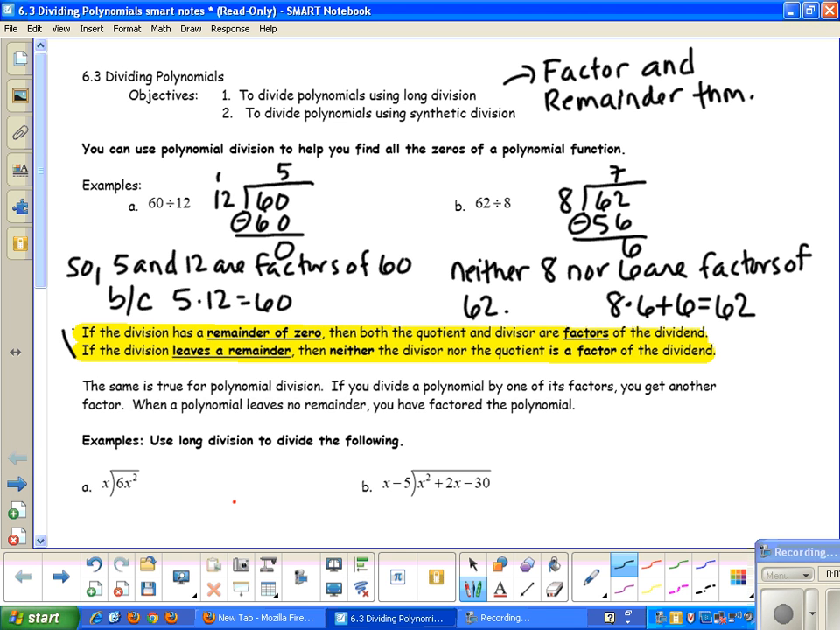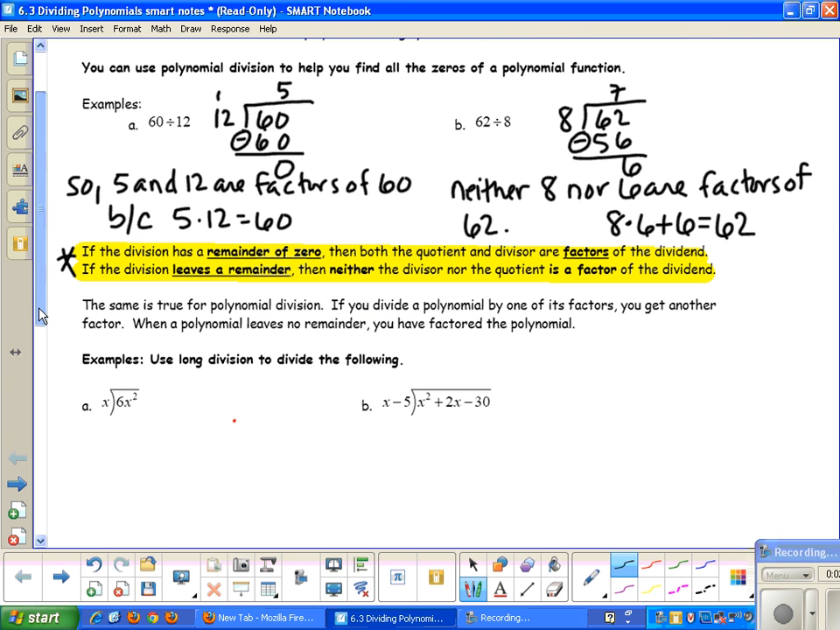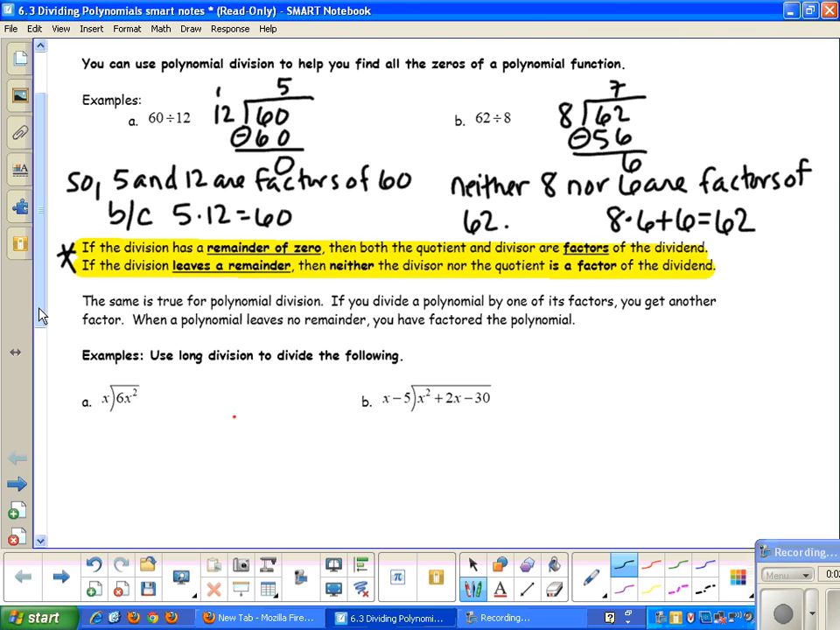So that's important to know, because if the division has a remainder of 0, then both the quotient and divisor are factors of the dividend. If the division leaves a remainder, then neither the divisor nor the quotient is a factor of the dividend. So make sure you know that. The same is true for polynomial division. If you divide a polynomial by one of its factors, you get another factor. When a polynomial leaves no remainder, you have a factor of the polynomial.